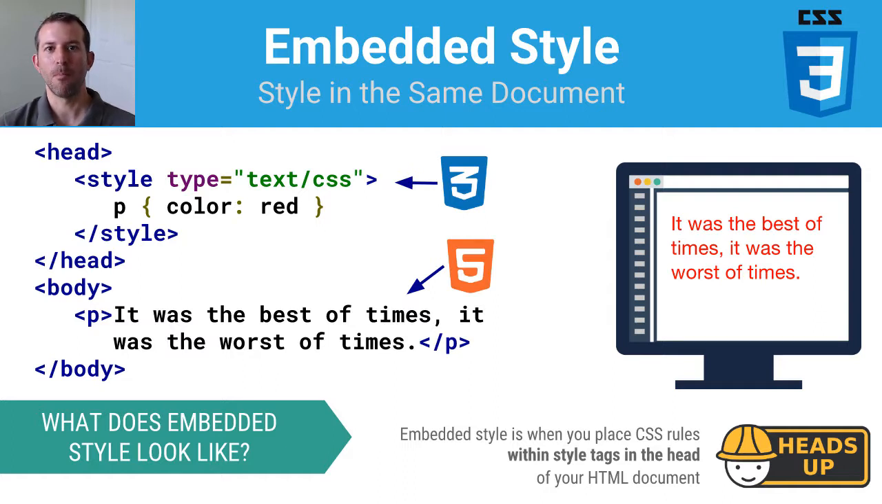embedded style method. So embedded style is when all of your CSS rules are grouped together, normally in the top and the head of your document inside a style element, and it looks like this. Notice how the HTML and CSS are separated.